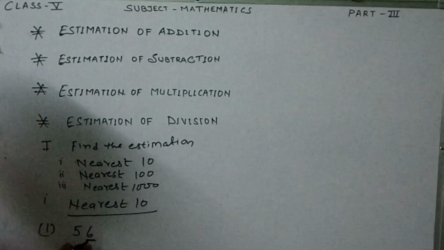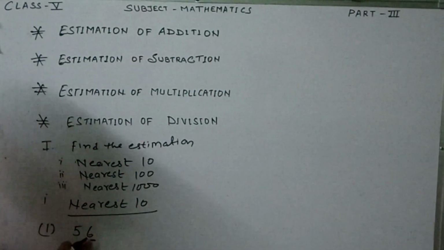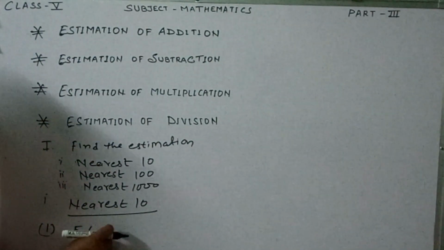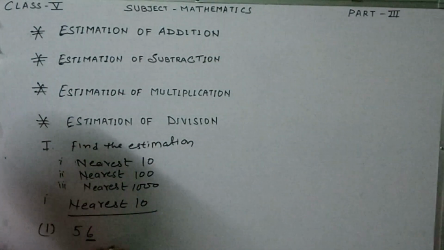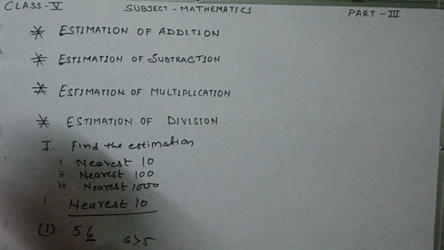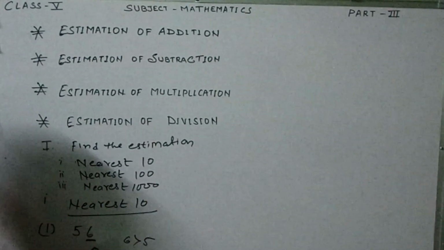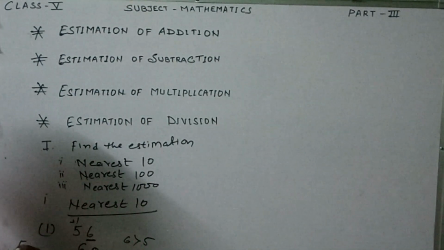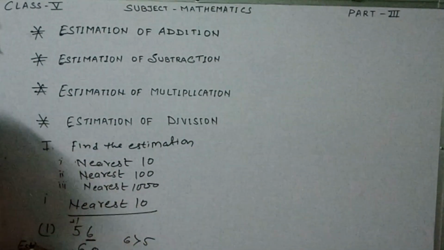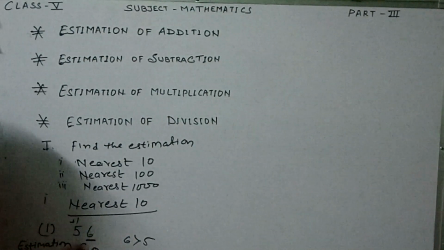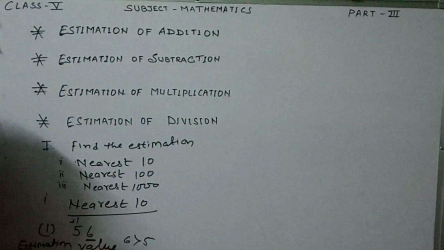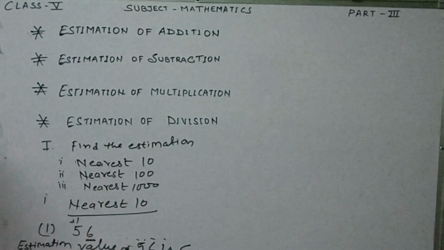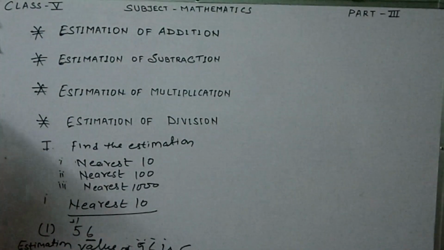If the ones place value is greater than 5, then you give one to the next number, and the ones digit becomes 0. Here 6 is greater than 5, so you write 0 in the ones place and add 1 to the tens digit, that means 60. The nearest 10 estimation value of 56 is 60. Okay, I will take one more example.